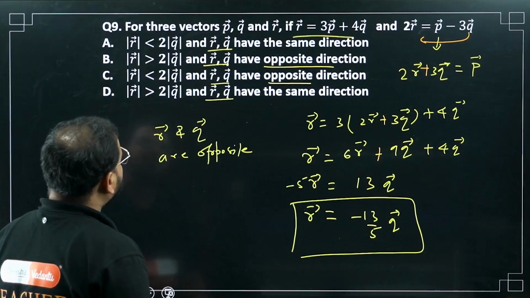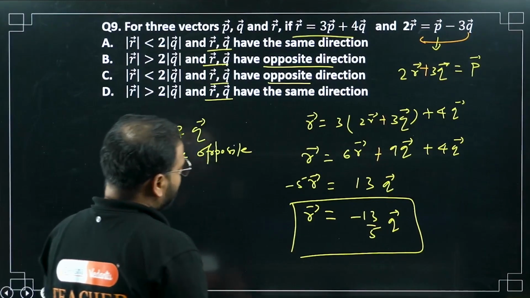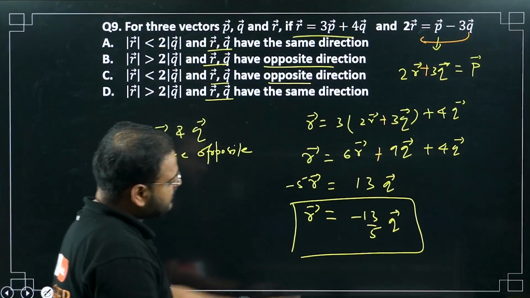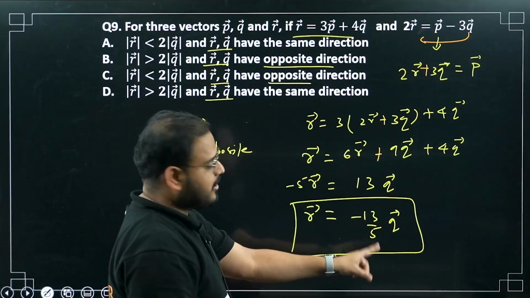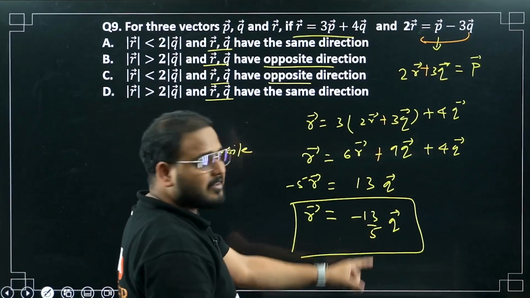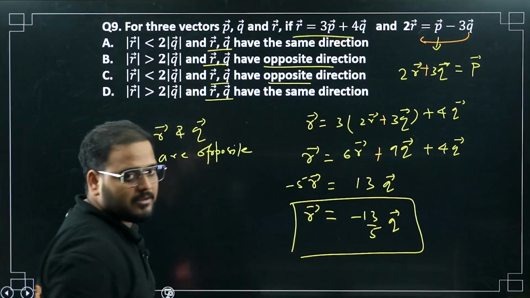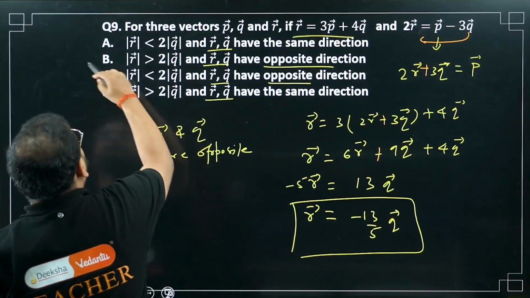Is R bigger or is Q bigger? If you multiply 2 times Q, what is this value? 13 by 5? It's more than 2, right? Because 15 by 5 is 3 and 10 by 5 is 2. So 13 by 5 is more than 2, right? It means option number B.